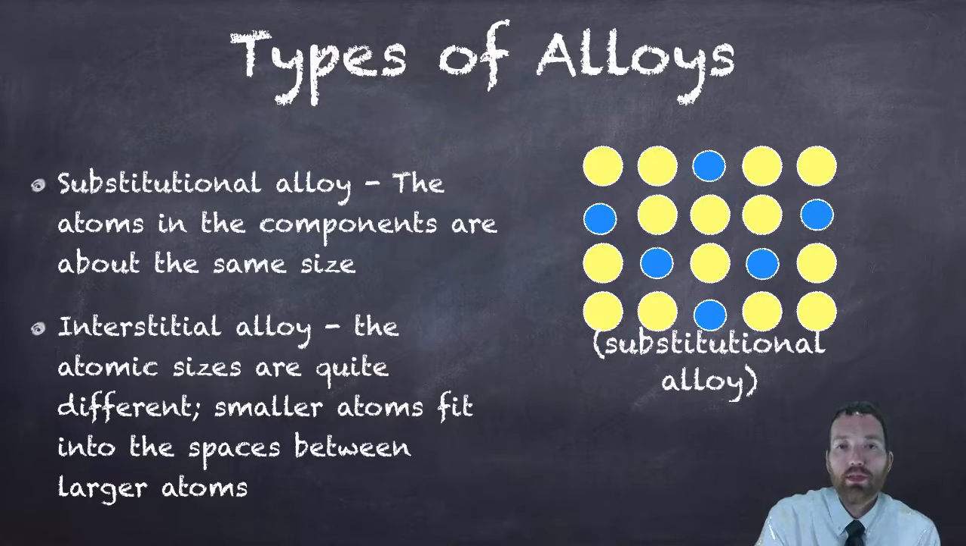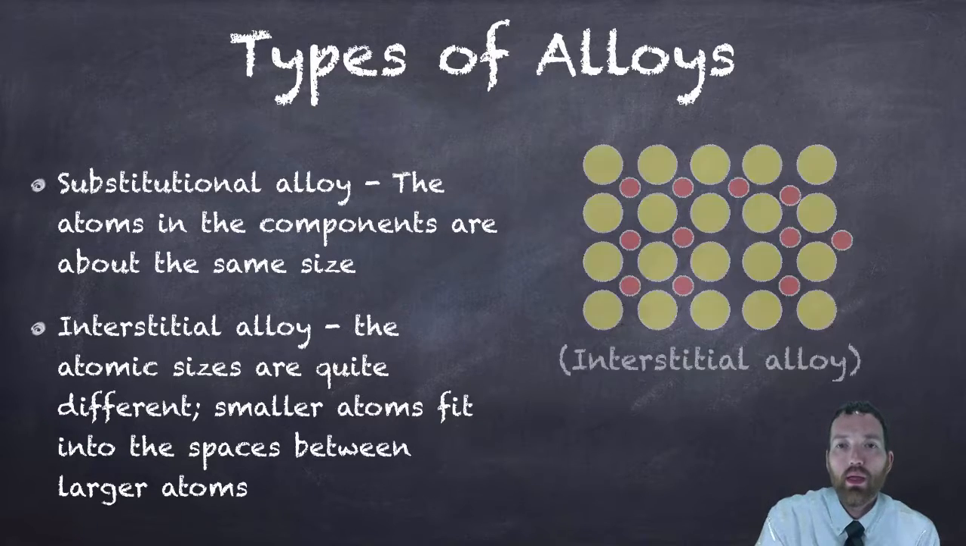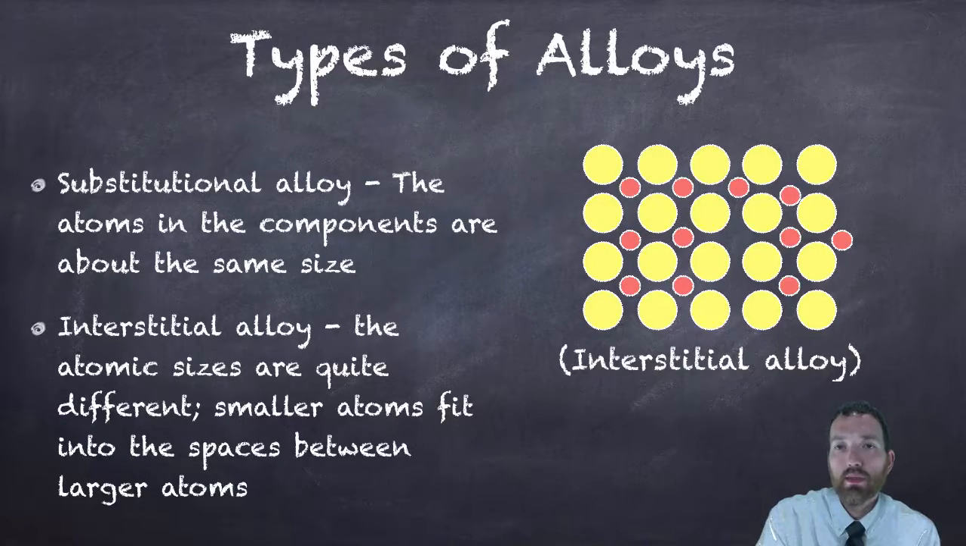Next, we have an interstitial alloy. This is when the atomic sizes are quite different, and this allows the smaller atoms to fit in the spaces between the larger atoms. An interstitial alloy might look something like this. The little spaces between the atoms get filled up by other atoms, and you get a much denser and usually stronger type of alloy for different purposes.